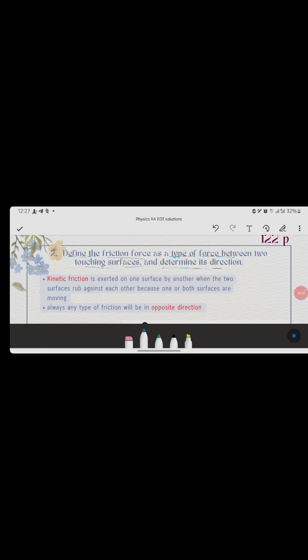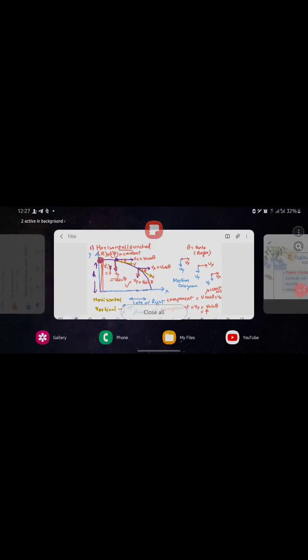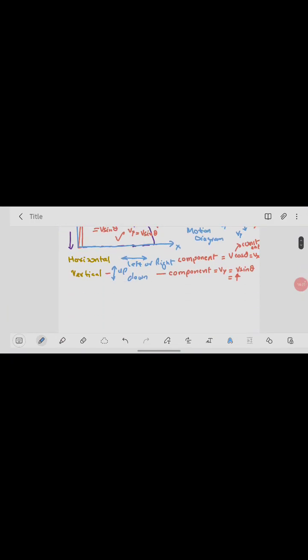But if you want to explain your answer like that, you can start from the friction. If you want to explain in a proper way, I'll explain here. One minute.